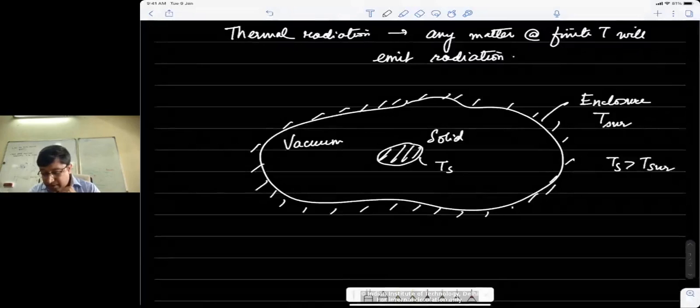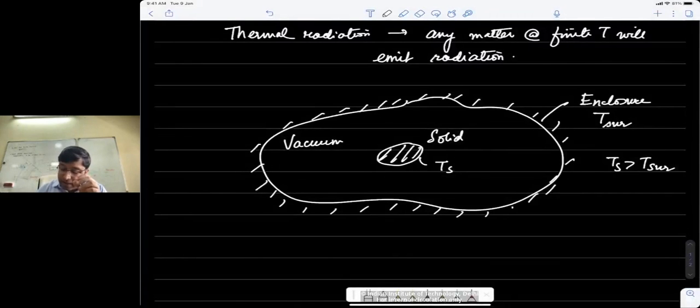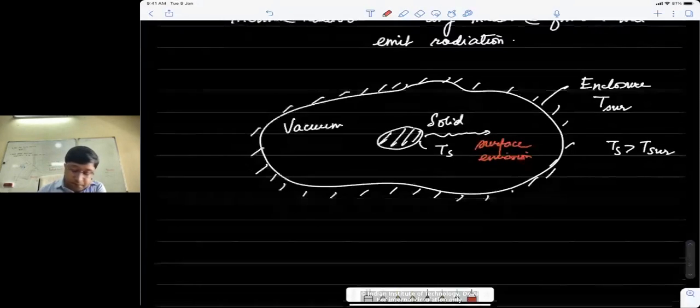So we know from measurements that the solid cools down and eventually attains the surrounding temperature. But since, as I said, we don't have any medium, there must be some form of energy exchange, and that is what we're going to try and study. We are going to study this form of surface emission or exchange of emission because of radiation.